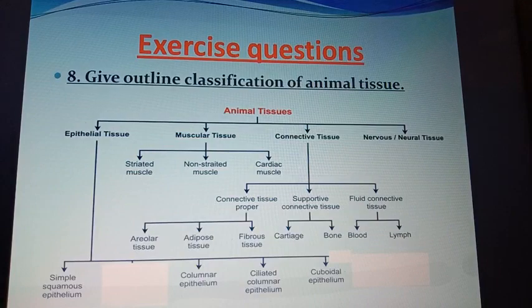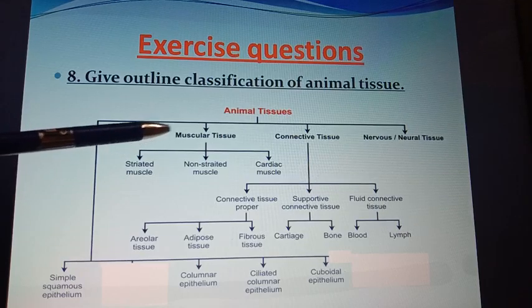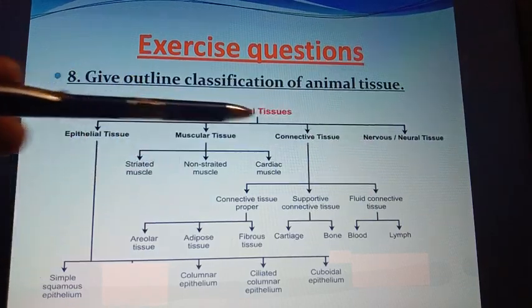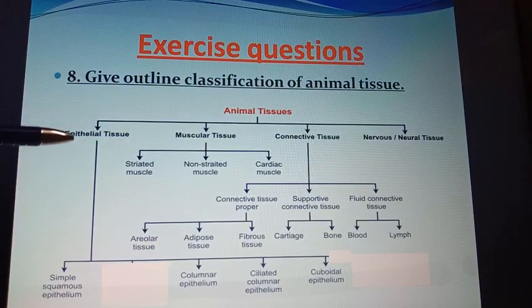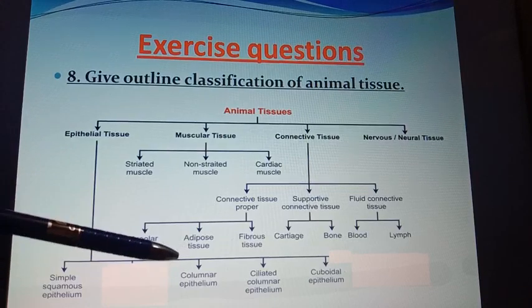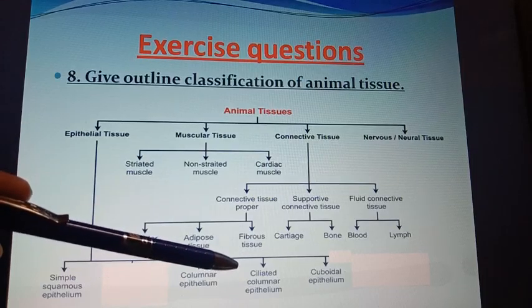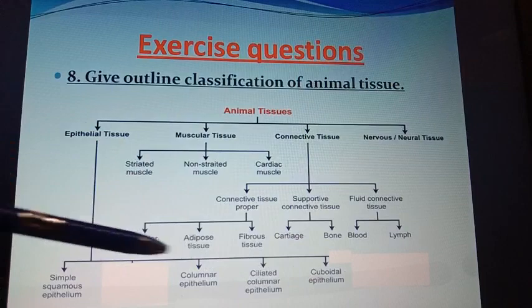Next is, give outline classification of animal tissue. Beforehand we have discussed the chart of plant tissue. Now we will discuss the classification of animal tissue.